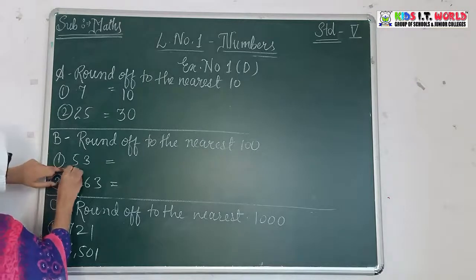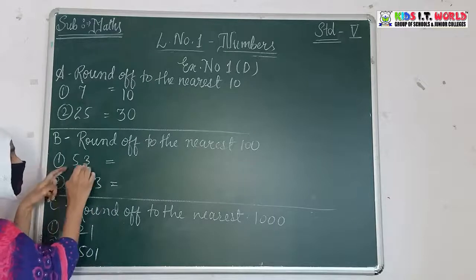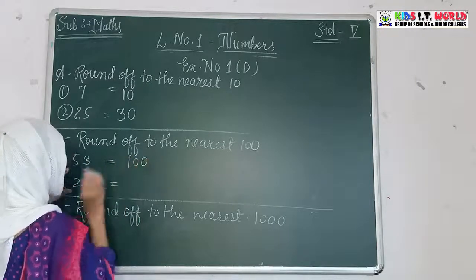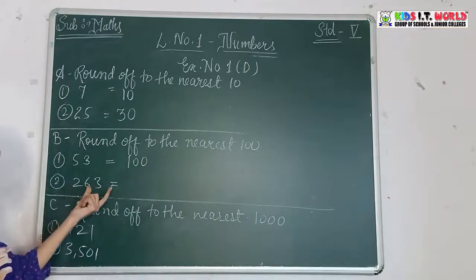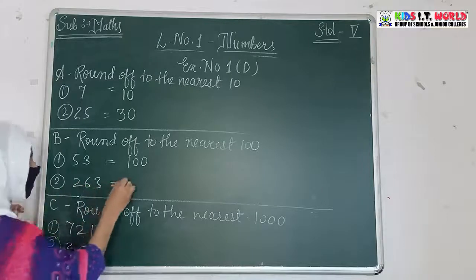So here, 53 is nearest to which number? It is greater than half, means it is nearest to 100. So its rounded value will be 100. Here 263. It is nearest to 300.